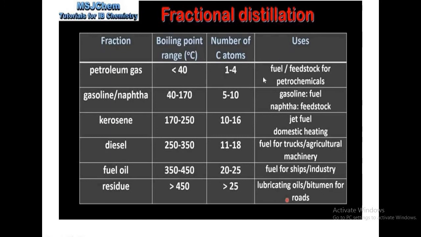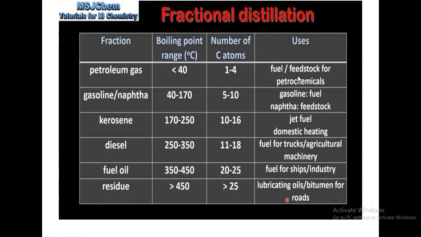Fuel, so gases that boil first, petroleum gas. So what is the use? That is a feedstock for petrochemicals, like whatever other chemicals we are producing in the industry that can use these petroleum gases. So this is acting as a fuel for running the factories to form the other products like acids or whatever the use is. It is a fuel. So petroleum gas can be used as a fuel and as a feedstock for petrochemicals.